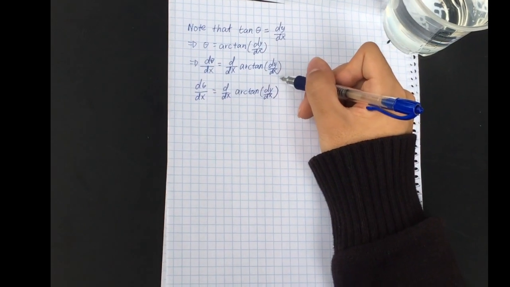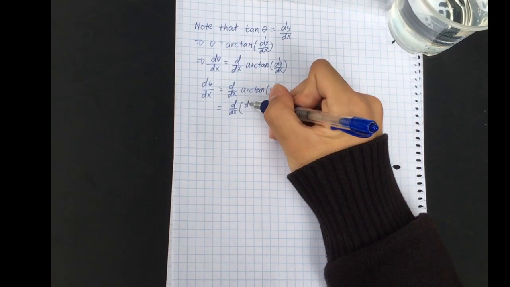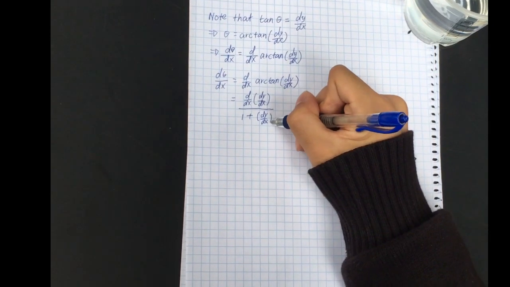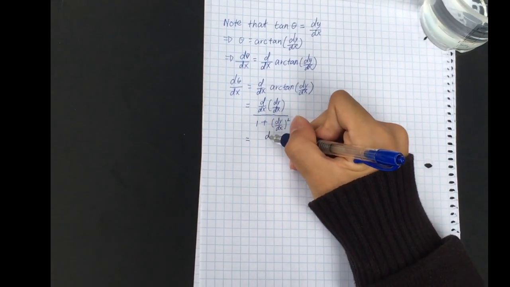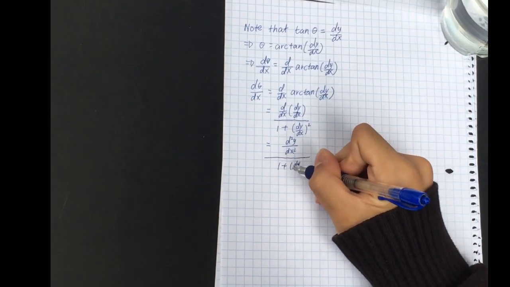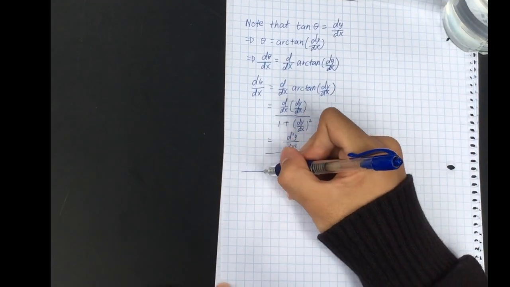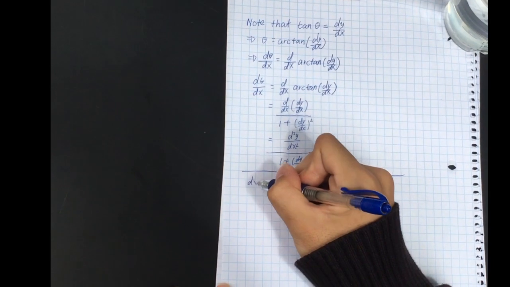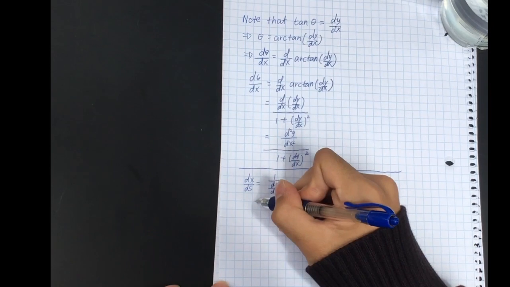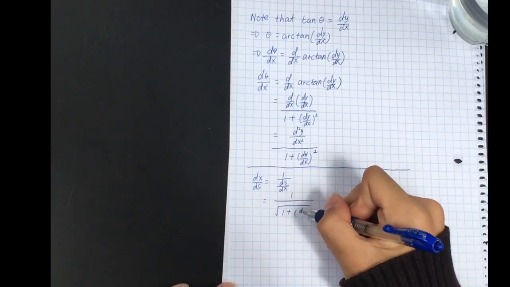So d over dx of arctangent dy over dx is equal to the quantity d over dx of dy over dx, all over 1 plus dy over dx squared, which is equal to the second derivative d squared y over dx squared over 1 plus dy over dx squared. We also need dx over ds, which is equal to 1 over ds over dx, which is equal to 1 over the square root of 1 plus dy over dx squared.